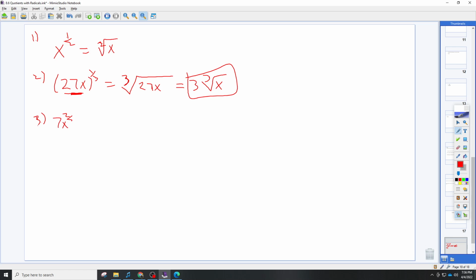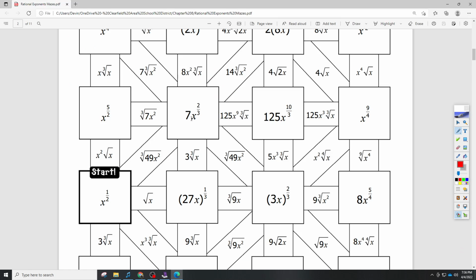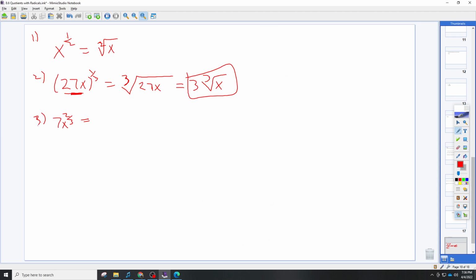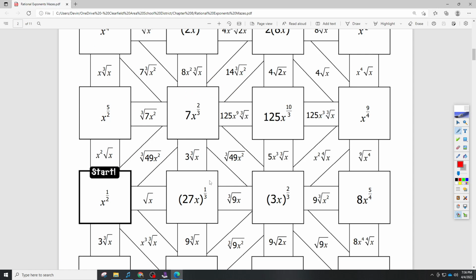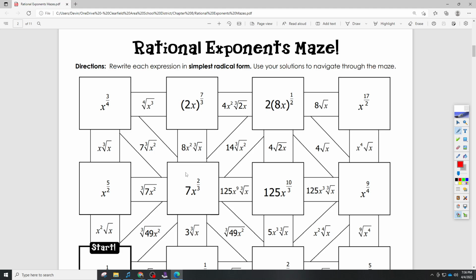7x to the 2/3. Now this one does not have parentheses in it, right? So the x is the only thing that has the exponent on it, the 2/3. So the 7 just kind of stays where it's at. The 2/3 that we have is going to change to the cube root of x squared. And you could ask yourself, could you go further? Like, does 3 go into 2? No, it does not. So it looks like that's going to be our answer. So it looks like we have a bunch of options here. It's going to go this way, up in the corner.